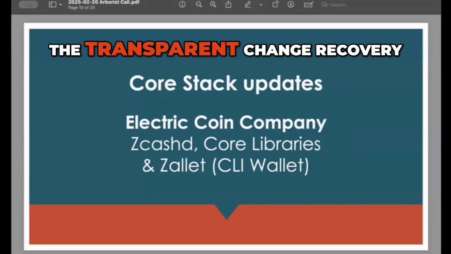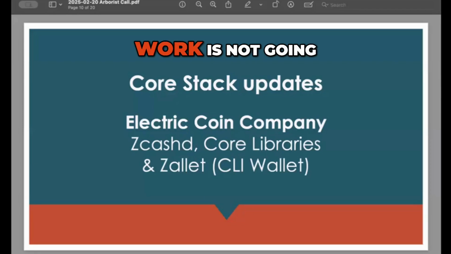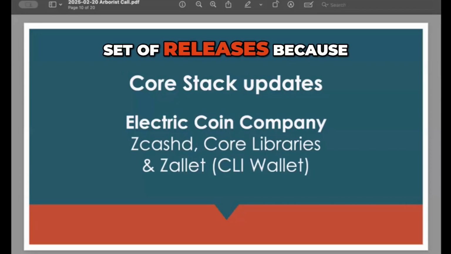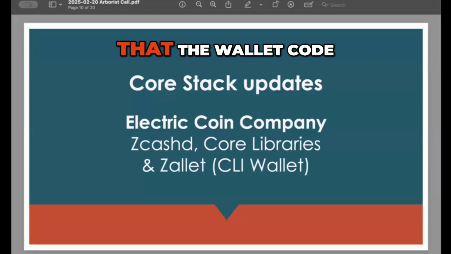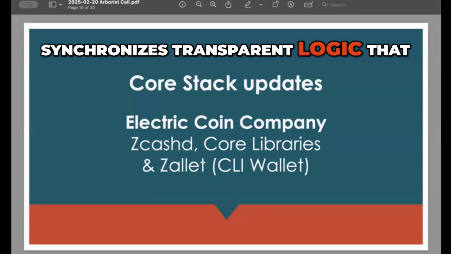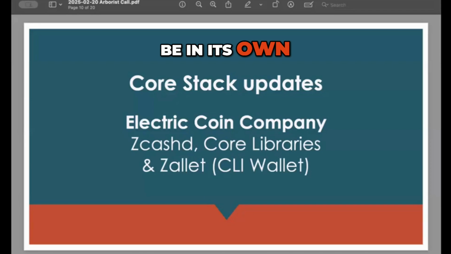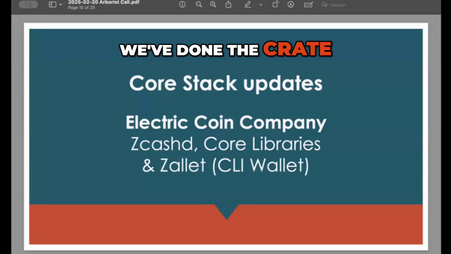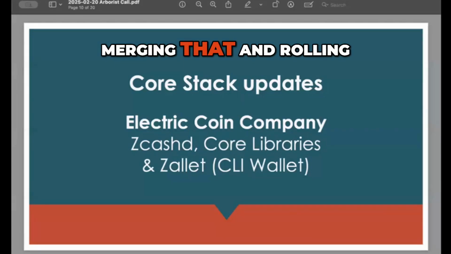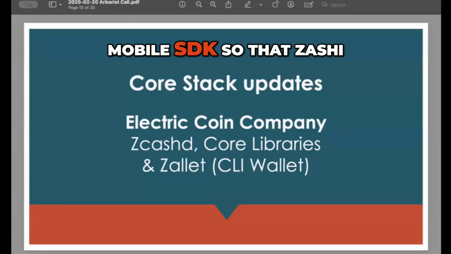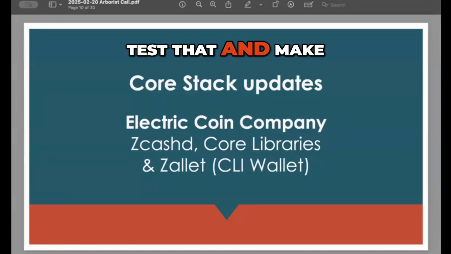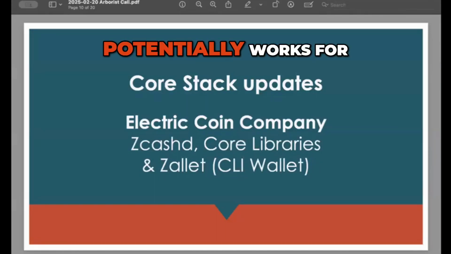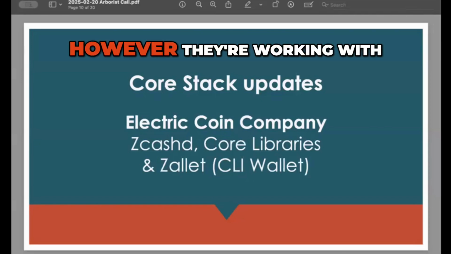The transparent change recovery work is not going to be in this set of releases, because that's a significant enough change to the way that the wallet code synchronizes transparent logic that we want that to be in its own breaking release. So the PR's ready to go. And as soon as we've done the crate stack of releases, we will then be merging that and rolling that through to the mobile SDK so that Zashi, Edge, and Snopple, etc. will be able to test that and make sure that it works for however they're working with their wallets.